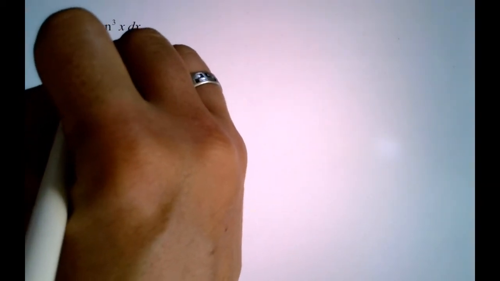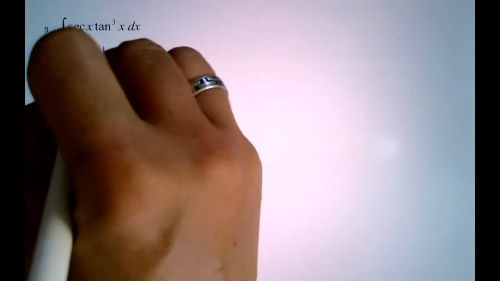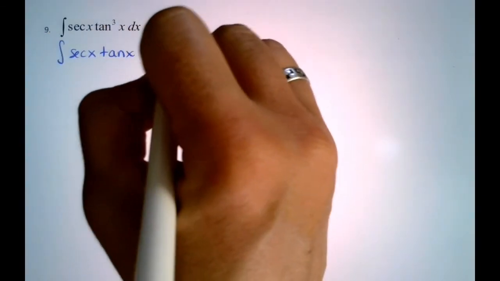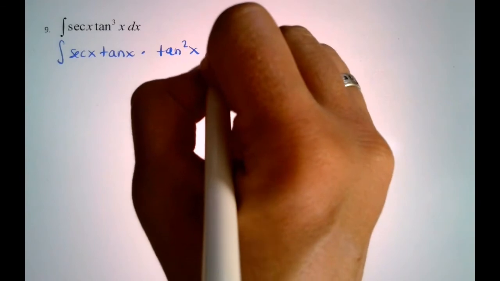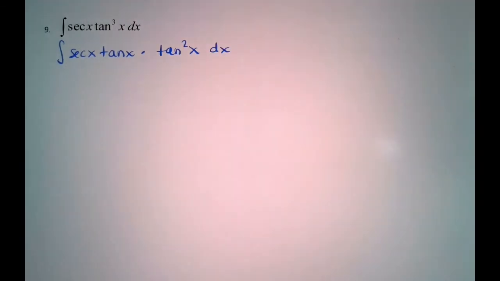So here I have the tangent is odd and positive, right? So if that's the case, they're telling me to save a secant tangent factor, and we'll see where we go from there. So I'm going to break this up. I am going to try to save a secant tangent factor. So if I take one tangent and hang it off to the side, that means I've got tangent squared here. That's just a reimagining of how this thing looks.